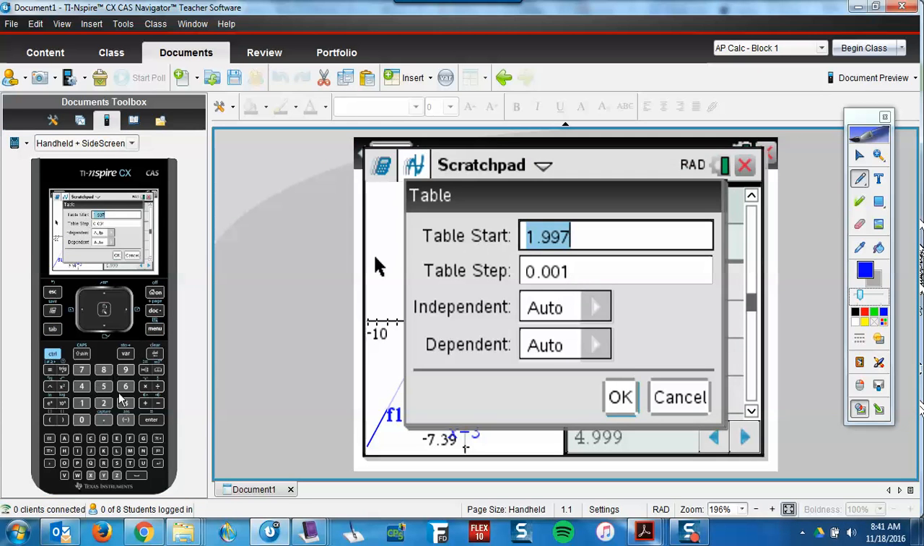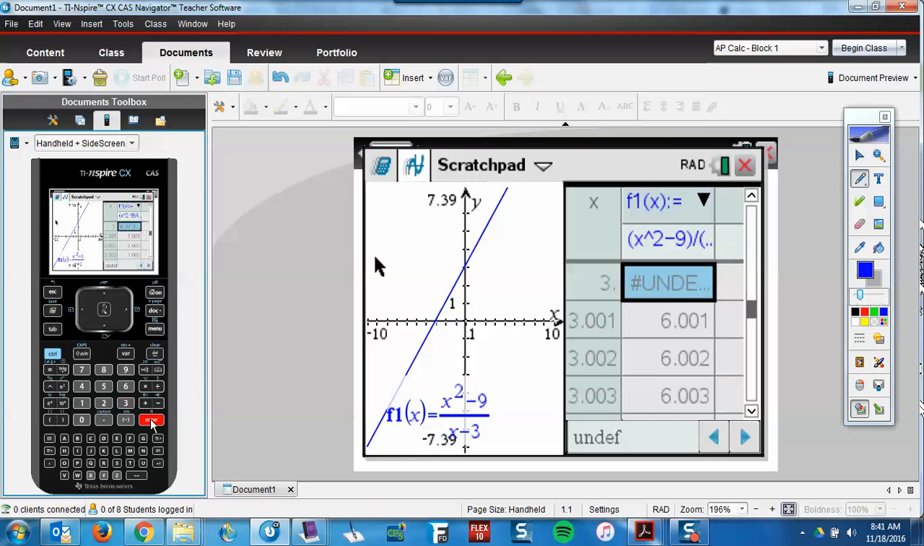Okay, now let's start my table here at 3 this time because we're doing x approaches 3. So now see what happens here? So what's happening right at 3? It's undefined. But see, we don't care about that. We want to know as x is approaching 3. So as x is approaching 3 from both sides, what are the y's doing?